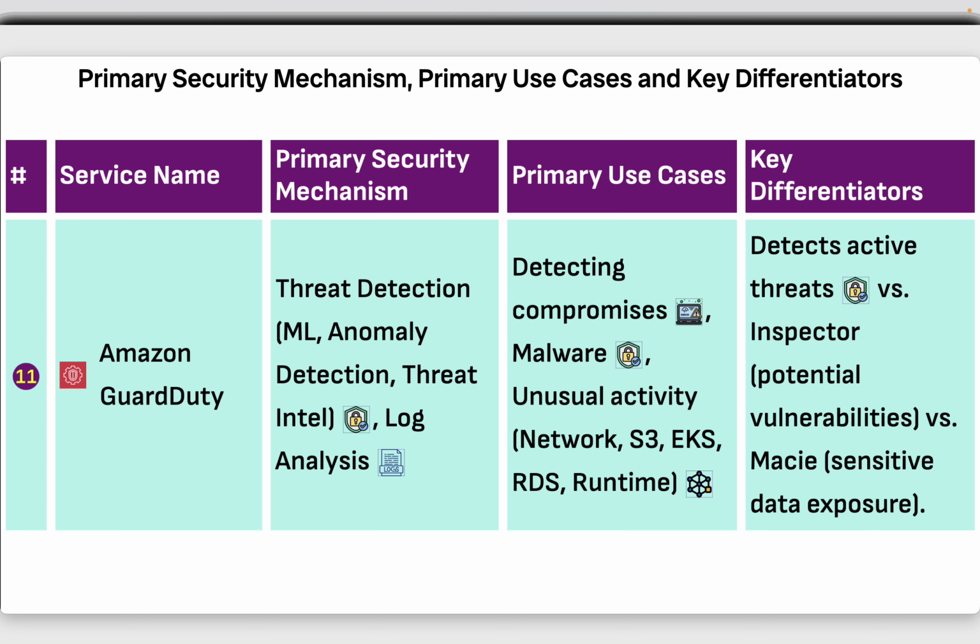Amazon GuardDuty. Primary security mechanism is threat detection through machine learning, anomaly detection, and threat intelligence. Log analysis. Use cases are detecting compromises, malware, unusual activity in your network, in S3, in EKS, RDS, or runtime environments. Key differentiators are it detects active threats when compared to another service, AWS Inspector, which provides potential vulnerabilities, and one more service, Macie, which is for sensitive data exposure.